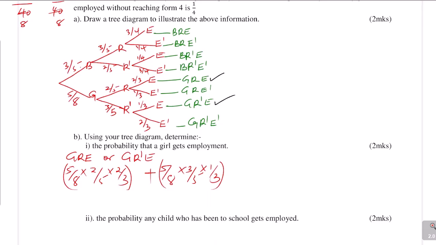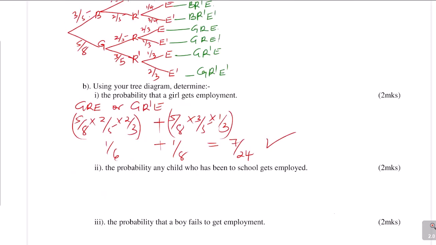So use a calculator to work out these. The first one, 5/8 times 2/5 times 2/3, will give us 1/6. Then this one will give 5/8 times 3/5 times 1/3. After multiplying and simplifying, that will give 1/8. And when you add the two, 1/6 plus 1/8, you get 7 divided by 24.